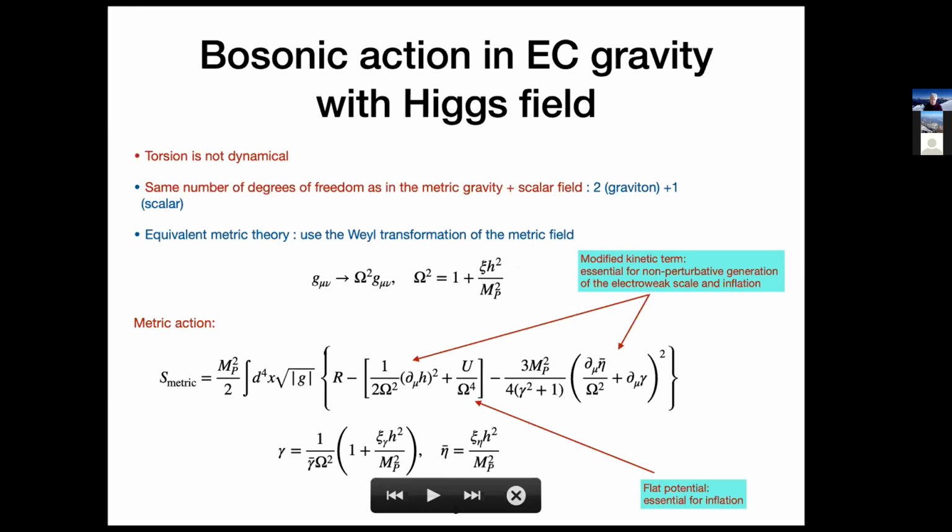The result is that you find an equivalent metric action which has this form. Here you recognize the first term, which is the standard one for metric gravity, and then you find the action for the scalar field, which is modified in comparison with the previous simple action. First of all, the potential is divided by this conformal factor, 1 plus psi h square over m Planck square. That's very interesting because then this potential is mathematically flat at large values of the Higgs field, and this is known to be a very good feature for inflation.